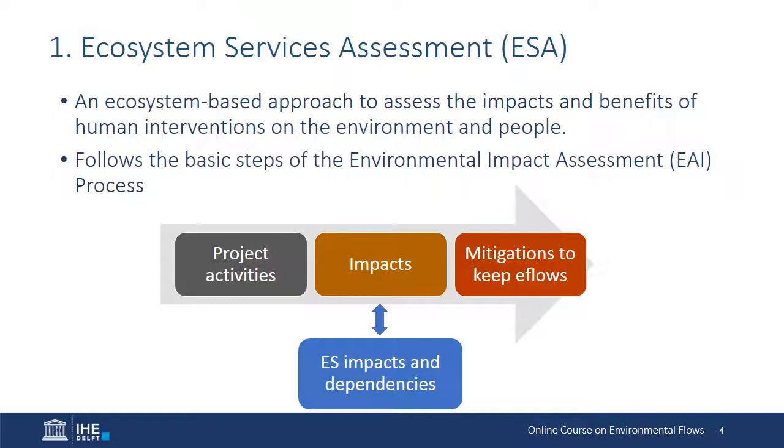Ecosystem Services Assessment, or ESA, is a modality of environmental impact assessment. It is an ecosystem-based approach to assess the impacts and benefits of human interventions on the environment and people. It follows the basic steps of the environmental impact assessment process. Here I summarize them in three: identify project activities, identify how they affect the environment, and design mitigations that, in the case of Eflows, should be focused on maintaining the levels of water that will sustain services for the ecosystems, but also for people.